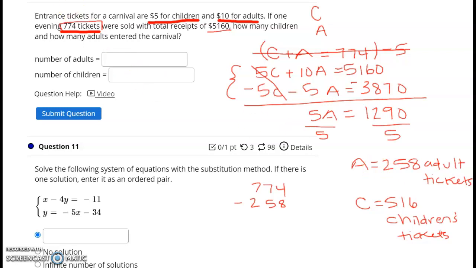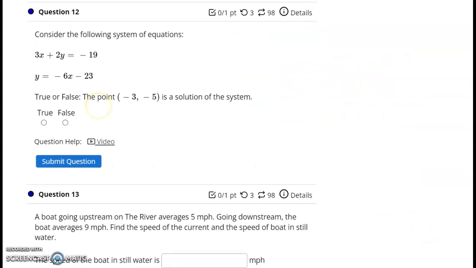I would encourage you to do that when you're doing these. Like, okay, does this seem right? Are my answers positive? Do they seem reasonable? And then you can move on. Okay, the last problem we're going to look at here is number 12. We need to decide if this -3, -5 is a solution of the system.